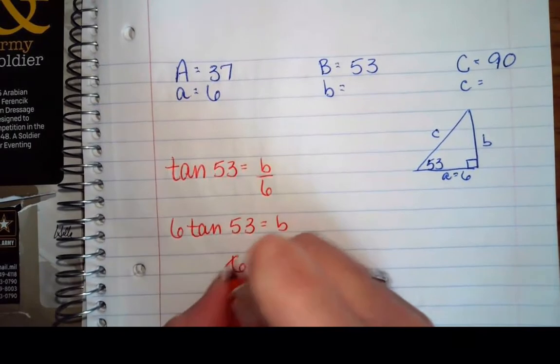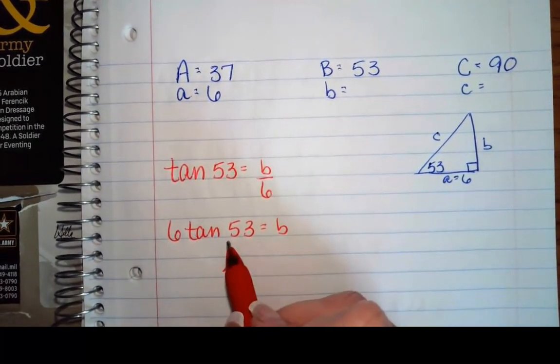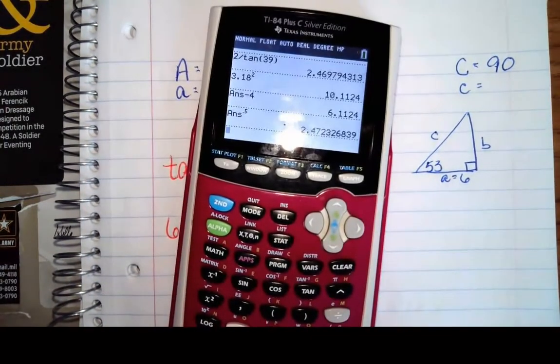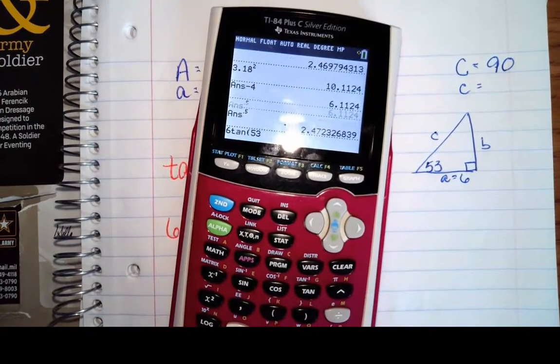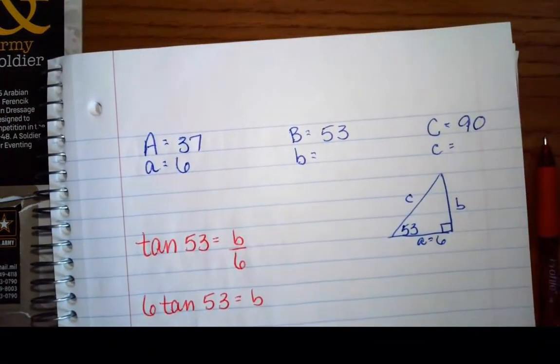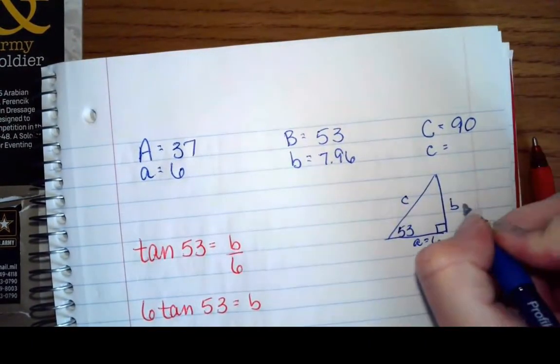What did I just find? I don't even need to do that. My brain is not here yet, sorry. I know what b is. I don't have to divide anything. So 6 times the tangent of 53. 6 tangent 53 is 7.96. So I find out that b is 7.96.